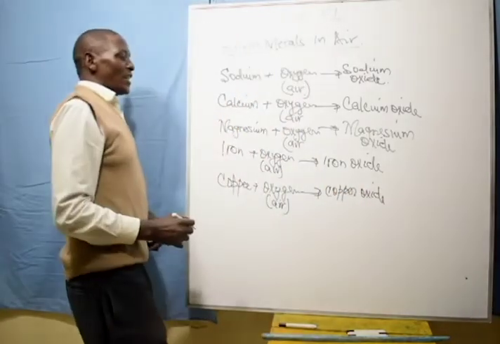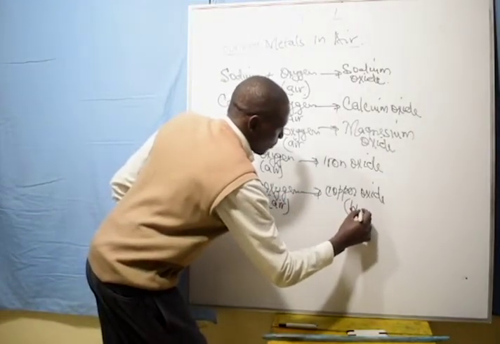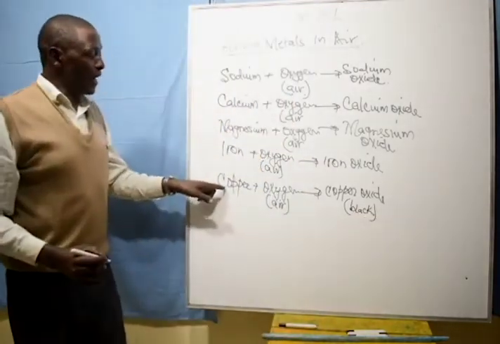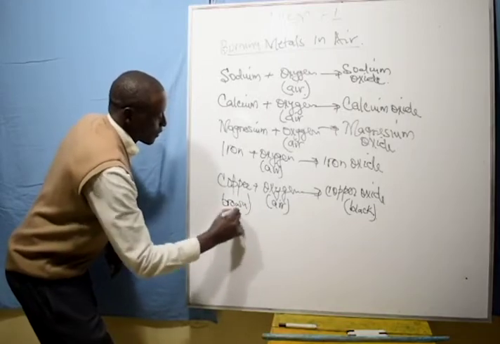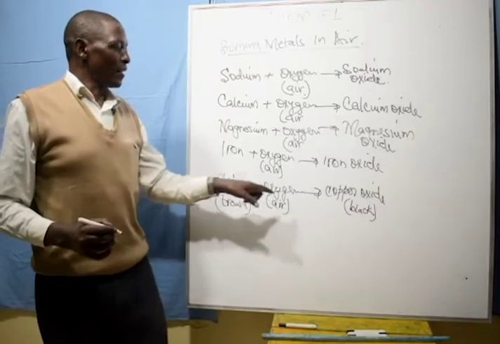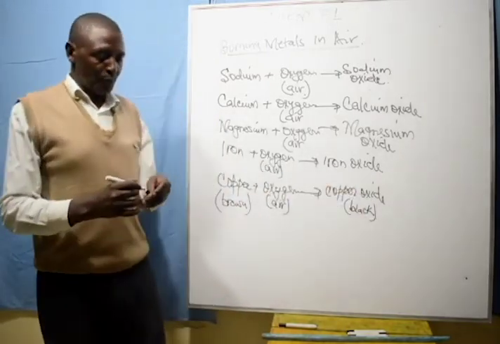This copper oxide is the substance that we have said turns black. Copper oxide is black. That is why, while copper is brown, when you heat it in air, it will turn black because you have formed copper oxide.